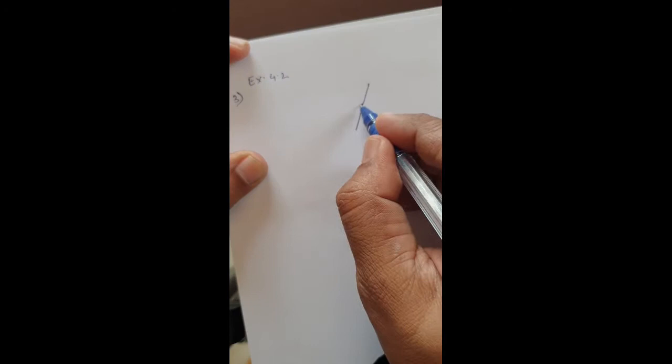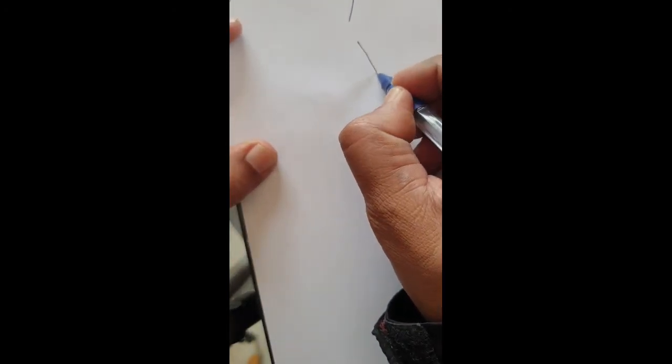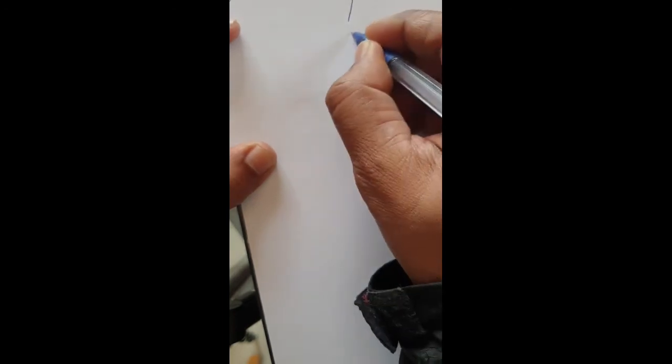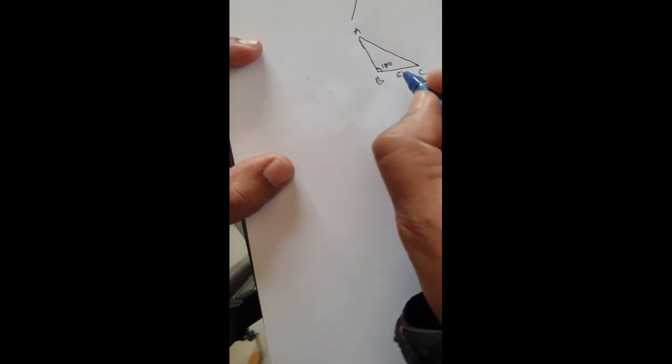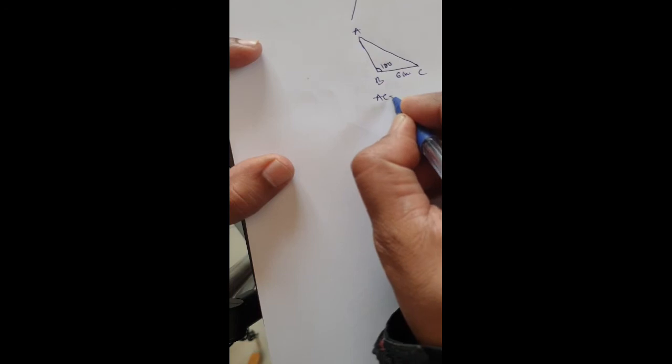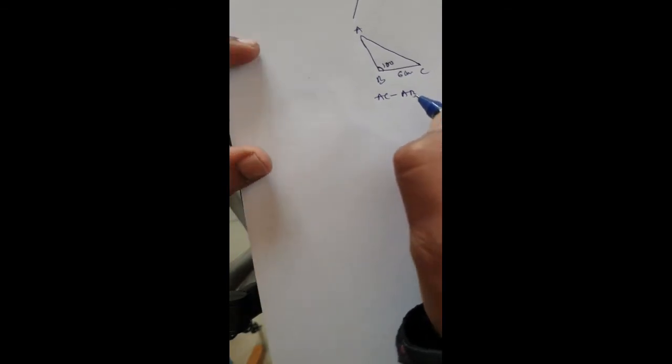Okay. Now we'll move on with one more type from this exercise. 4.2, third one, where you have to construct a triangle ABC such that angle ABC is 100 degrees, base BC is 6 centimeters, and AC minus AB is 2.5.